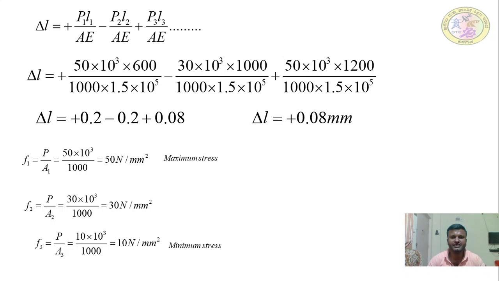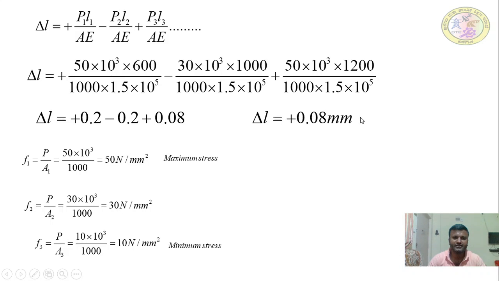they have made a mistake here. It is 10 into 10 to the power of 3 into 1.2 meter, that is 1200 mm, divided by 1000 mm square into 1.5 into 10 to the power of 5. So what is the ultimate result we got here? 0.2 minus 0.2 plus 0.008. So the total elongation of the bar is 0.08 mm.